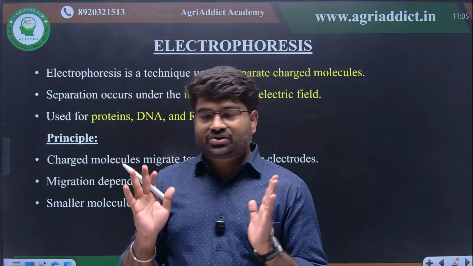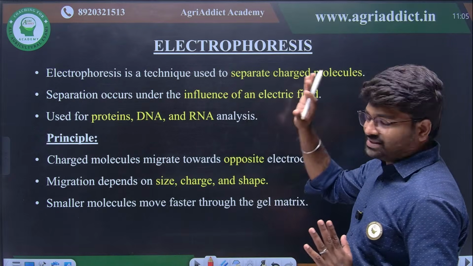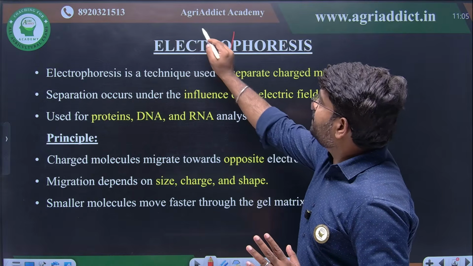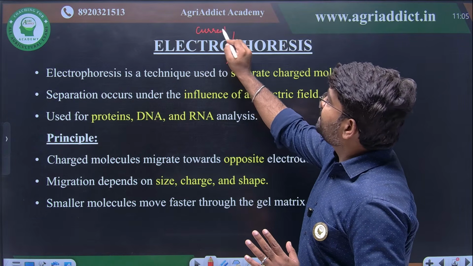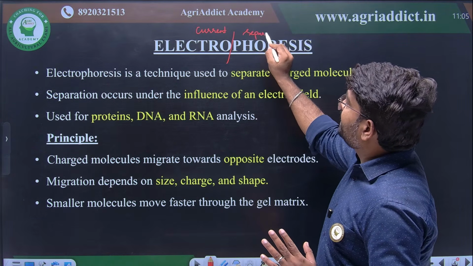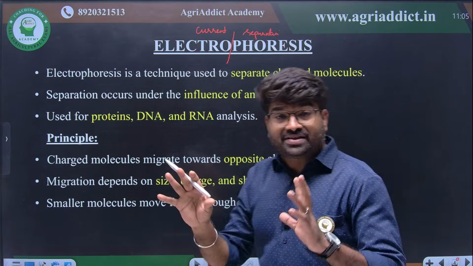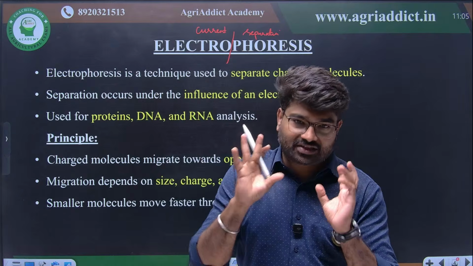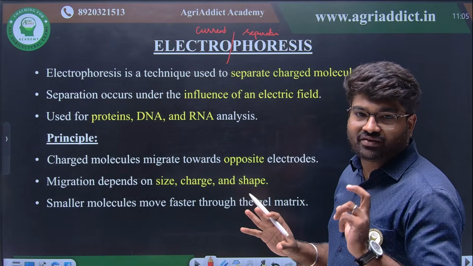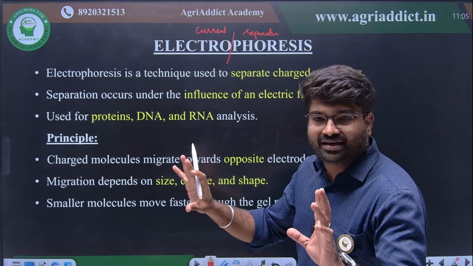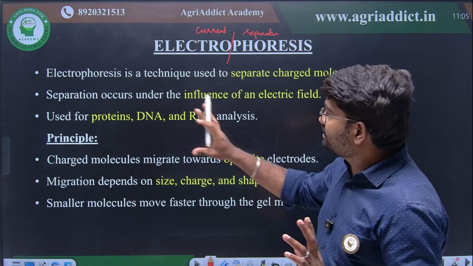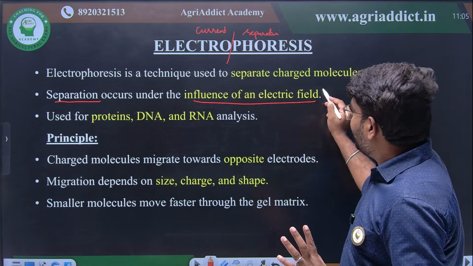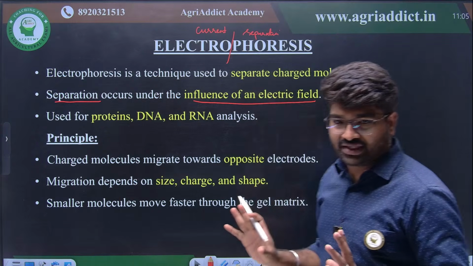We are going to start with electrophoresis. The name itself tells it: electro means current, phoresis means separation. So electrophoresis is a technique used for separating charged molecules under the influence of an electric field. This is the general definition. So separation of charged particles under the influence of an electric field is known as electrophoresis.